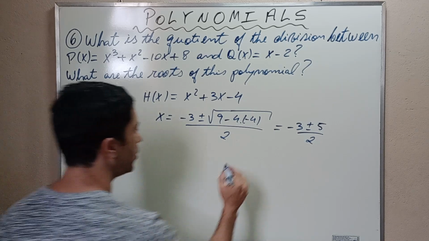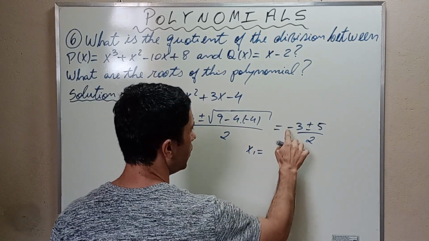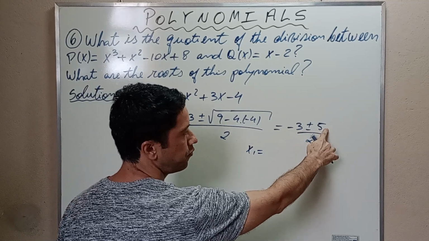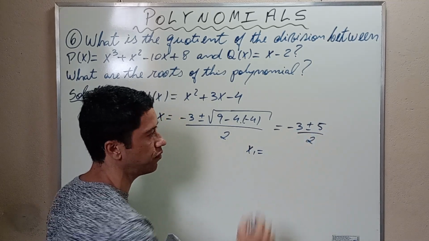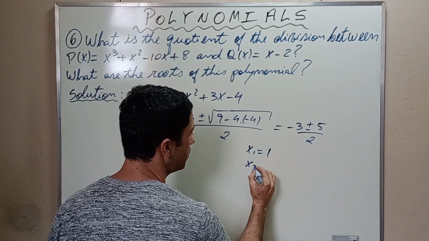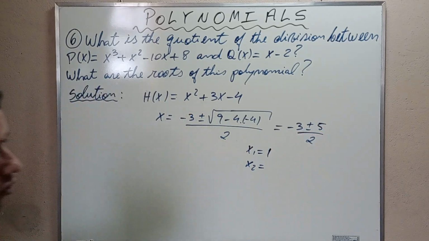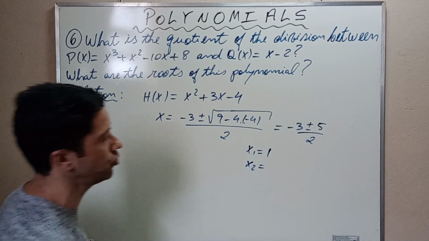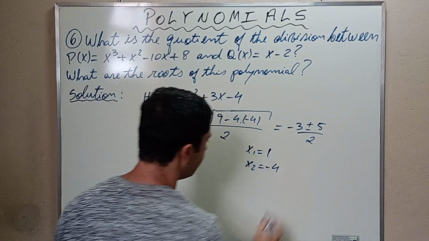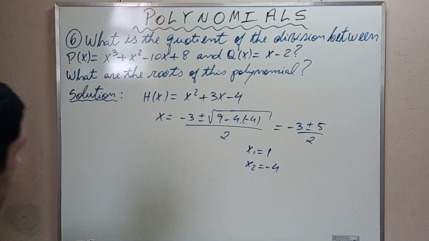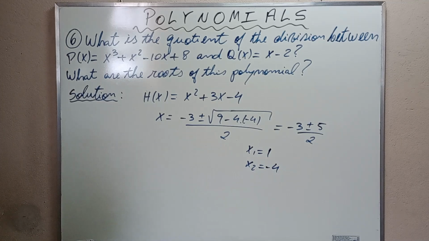The first root is negative 3 plus 5, which is positive 2, divided by 2 is 1. And negative 3 with negative 5 is negative 8, divided by 2, negative 4, okay? So these are the roots of this polynomial. Alright, my friends, and this is all for question 6.